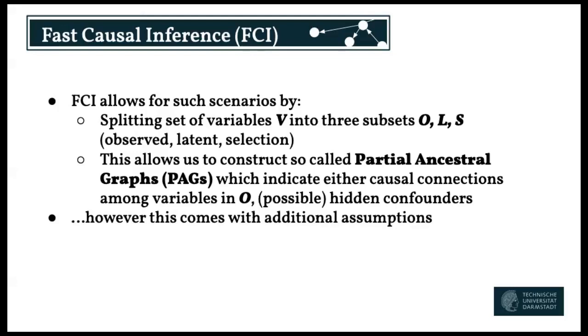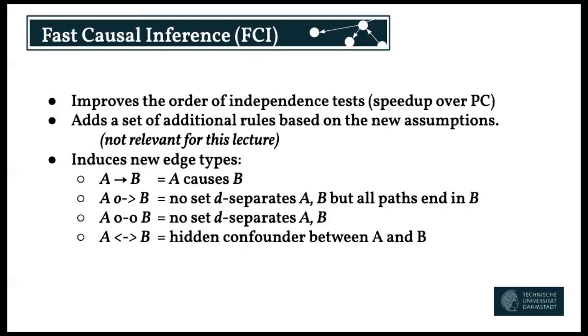And FCI then gives you a so-called partial ancestral graph, PAG for short, which either indicates causal connections identified by FCI among the observed variables, or it indicates that you have for sure a hidden confounder, or that you might have a hidden confounder. However, obviously you have to make some further assumptions, but we will not go over these in detail in this lecture.